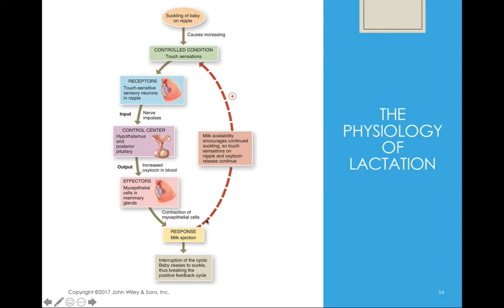Now, this is a positive feedback loop mechanism. So, the more milk that's present, the more suckling that takes place, and the more stimulation there's going to be. That's going to lead to more oxytocin release until the baby stops suckling on the nipple.